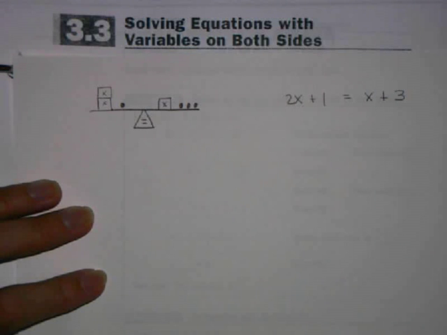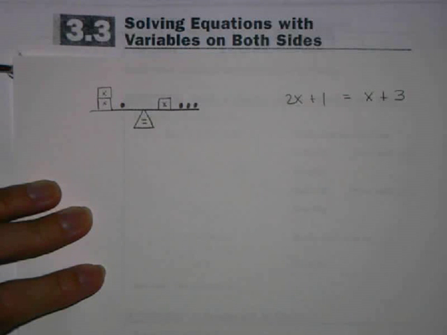These notes go as section 3.3 in your packet, and this is about how to solve equations when we have variables on both sides of the equal sign. Let's start out with a balanced scale model to help us picture what it looks like when we have variables on both sides of an equation.